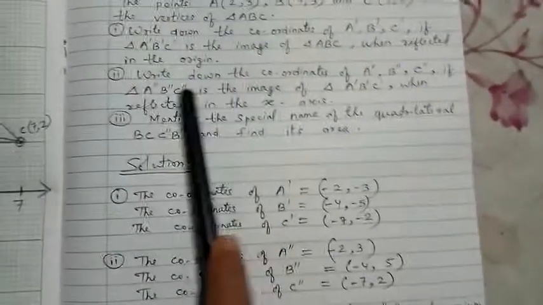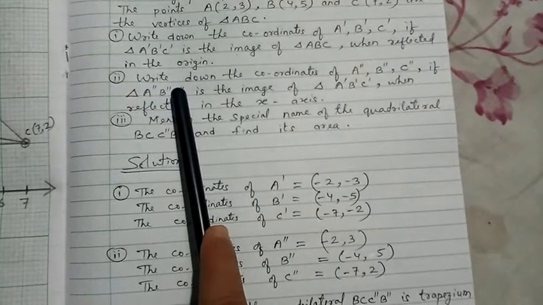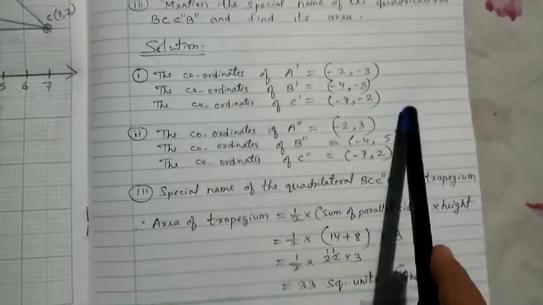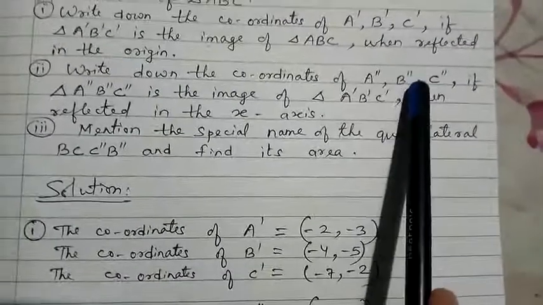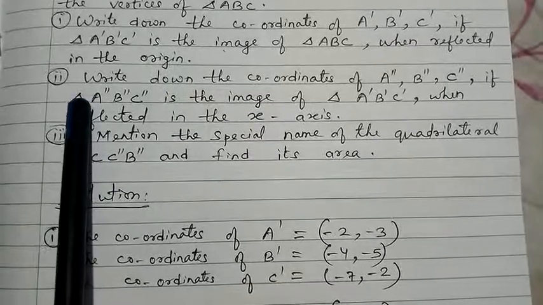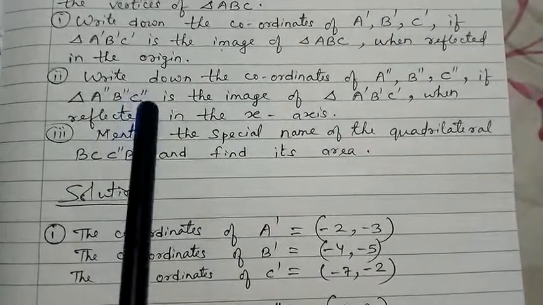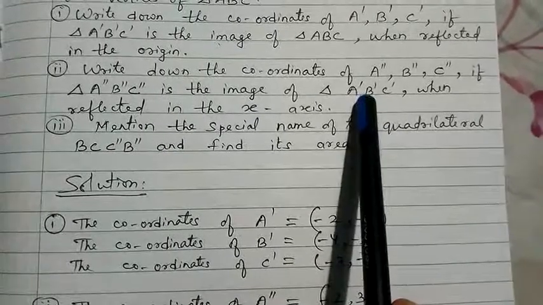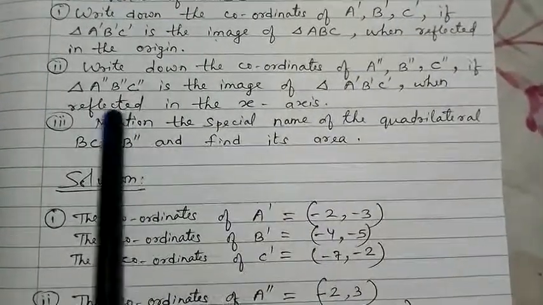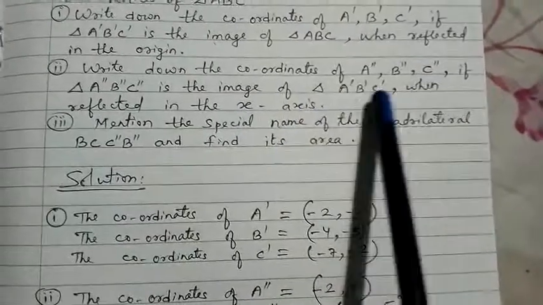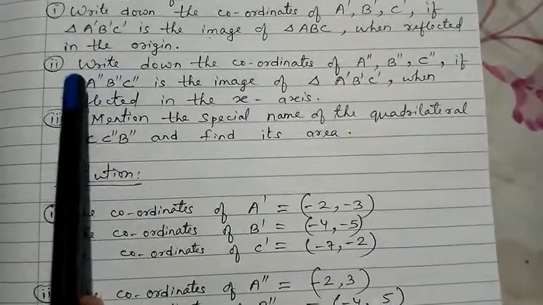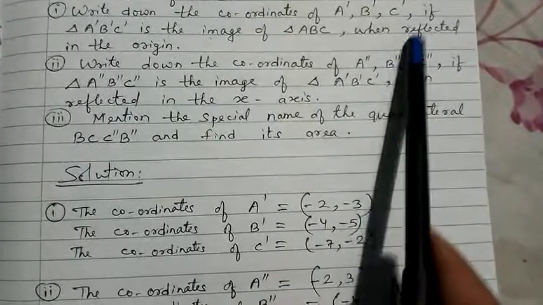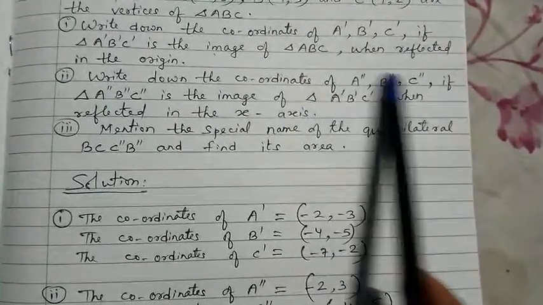Next, the next one is write down the coordinates. So we are writing the coordinates of A dash, B dash, C dash here. Next one, number 2, write down the coordinates of A double dash, B double dash, C double dash, if triangle A double dash, B double dash, C double dash is the image of triangle A dash, B dash, C dash when reflected in the x-axis. So it is very clear now, A dash, B dash, C dash will reflect in the x-axis, and it will be named as A double dash, B double dash, C double dash. So single dash will now become double dash.